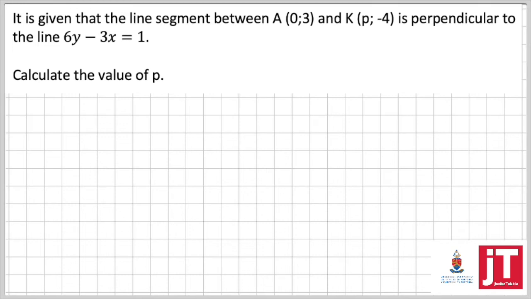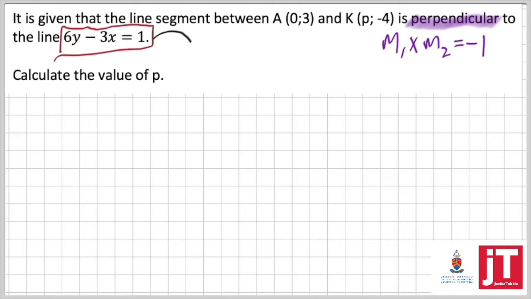Now this is a beautiful, beautiful sum. But I've got to start at the place of perpendicularity. That's a very important one because it guides me towards where I'm going. So if I look at the gradient of the first one, and I times it by the gradient of the second one, my answer is equal to -1. So I need the gradient of that line. But I can't get the gradient of the line unless y is the subject. In other words, y must be on its own.